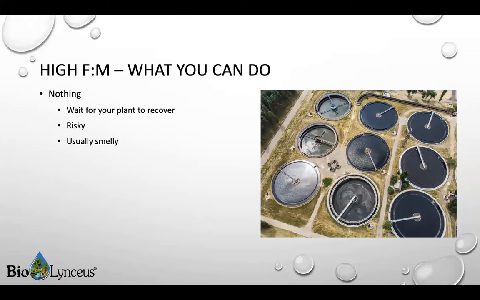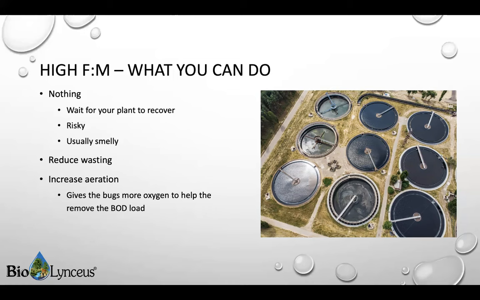In terms of solutions, there's a couple things you can do to combat undesirable F to M ratios. If you have high F to M ratios, you could always do nothing, but a high BOD load could kill your plant and create a hot, stinky mess. You can also make an operational change to combat high F to M. Examples of operational changes include reducing wasting or increasing aeration. When you reduce wasting, you are increasing M and therefore decreasing F to M. By increasing aeration, you are giving your bugs more oxygen, which helps them remove the increased BOD load. This decreases F and therefore the F to M ratio.